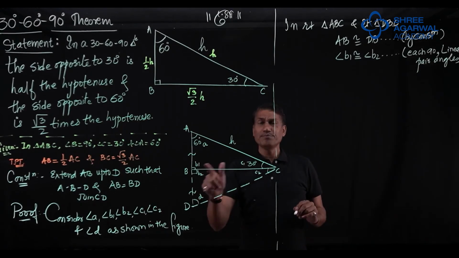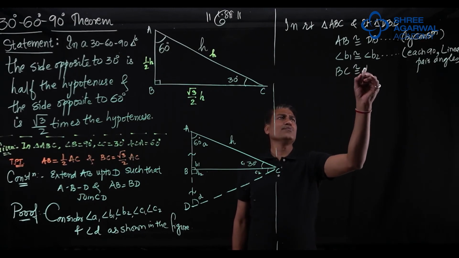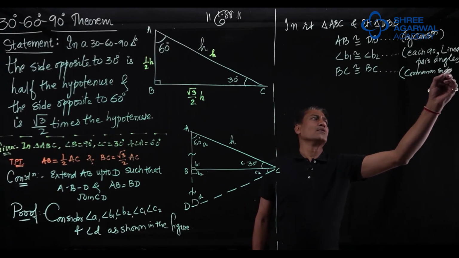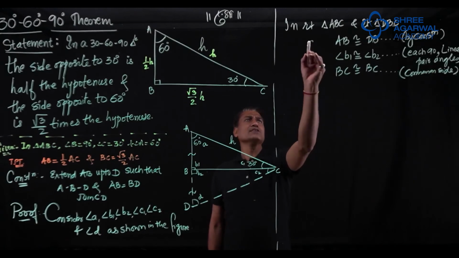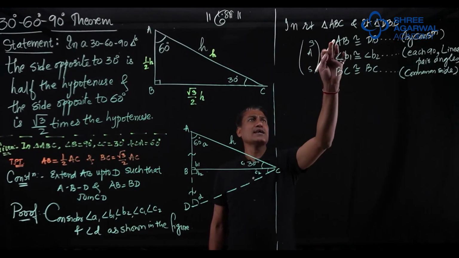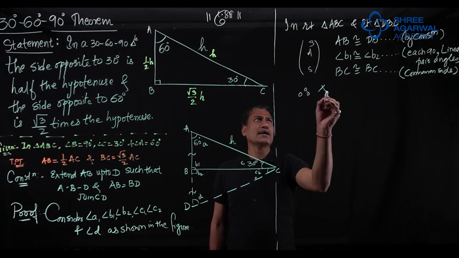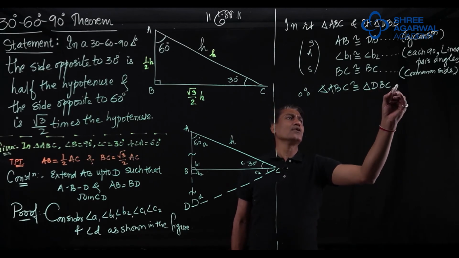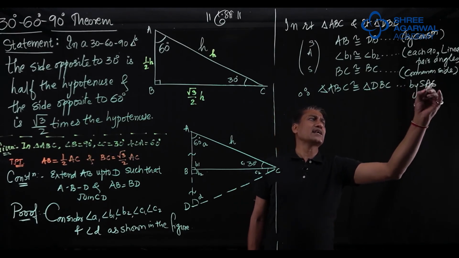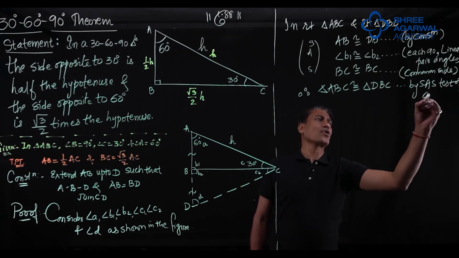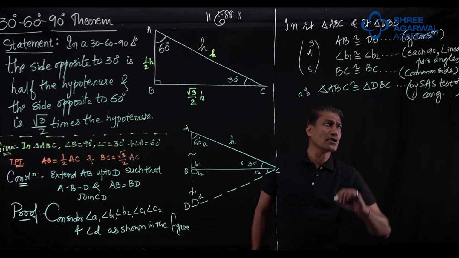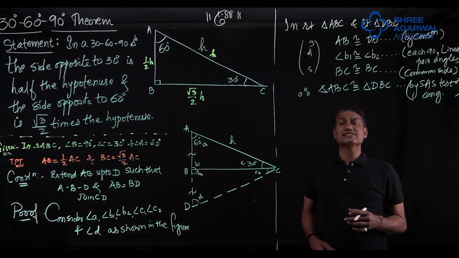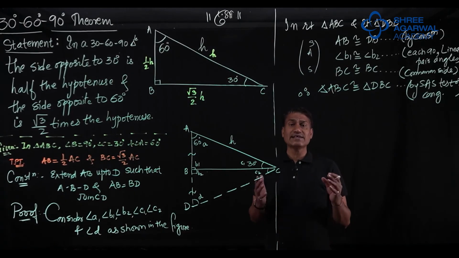Okay, sir. BC congruent to BC, common side. So if you see side angle side, side angle side, therefore triangle ABC congruent to triangle DBC by side angle side test of congruence. Remember, side angle side test is there in similarity also. Therefore, we should not write just side angle side. You should write side angle side test of congruence.